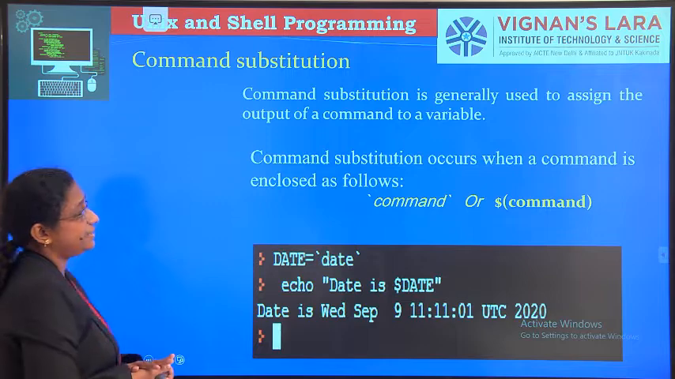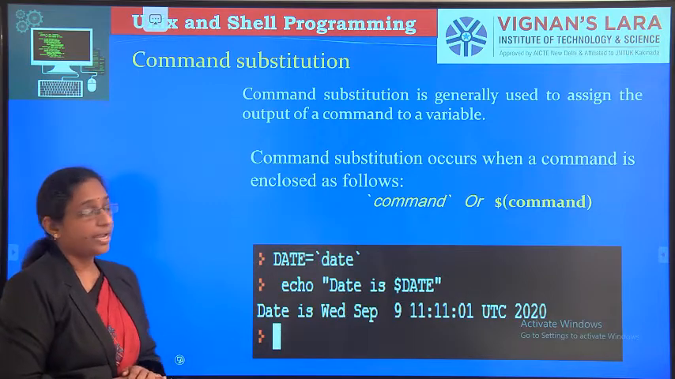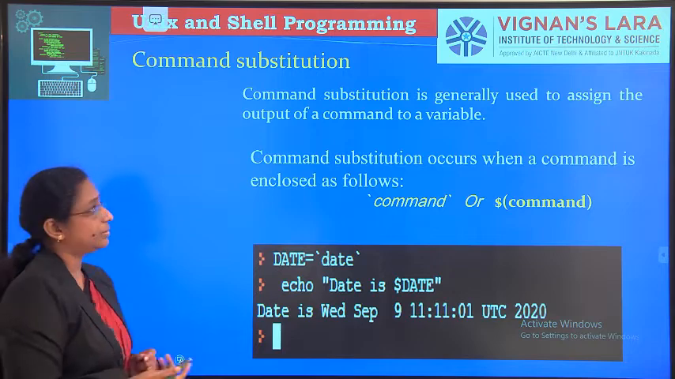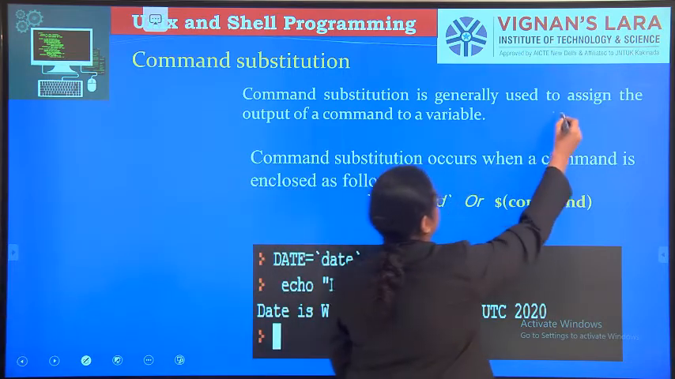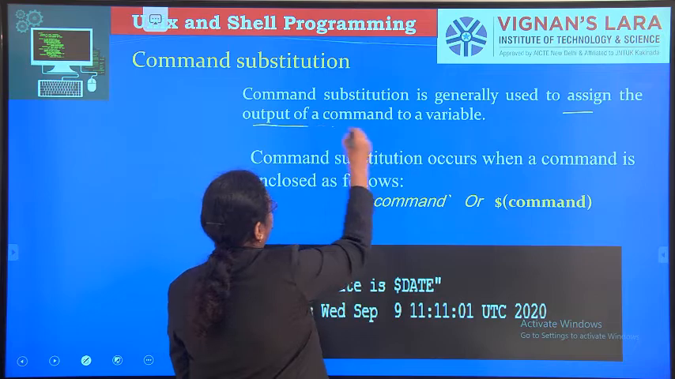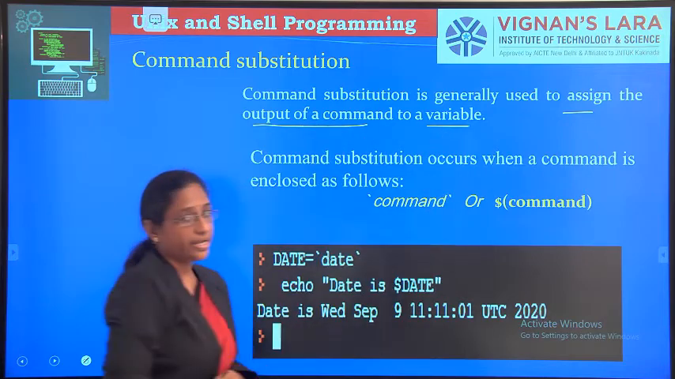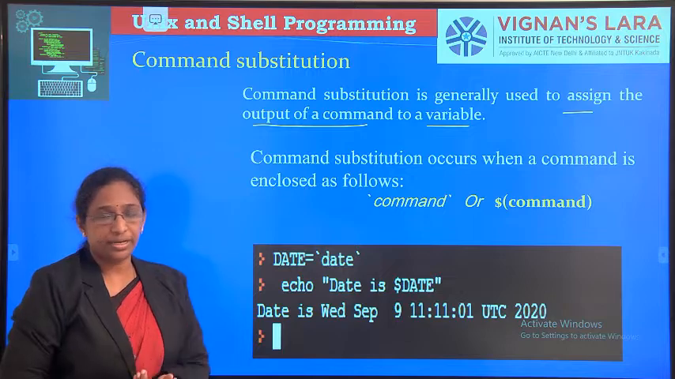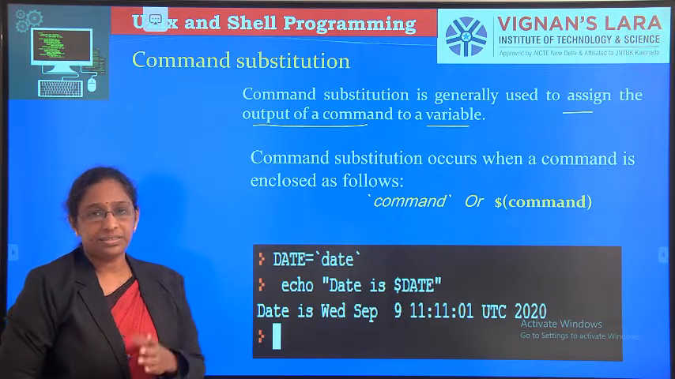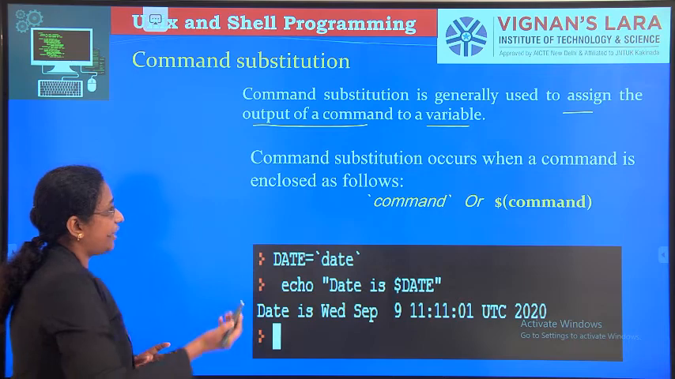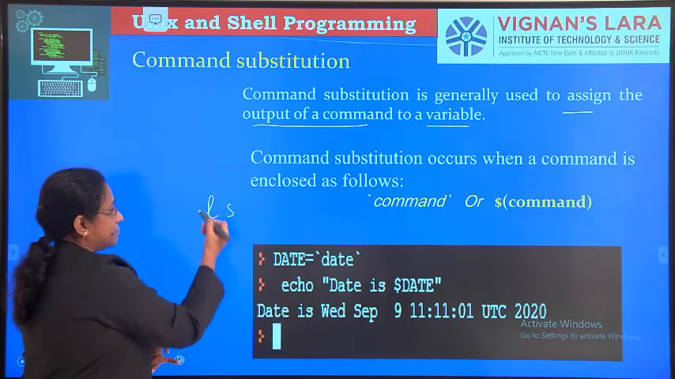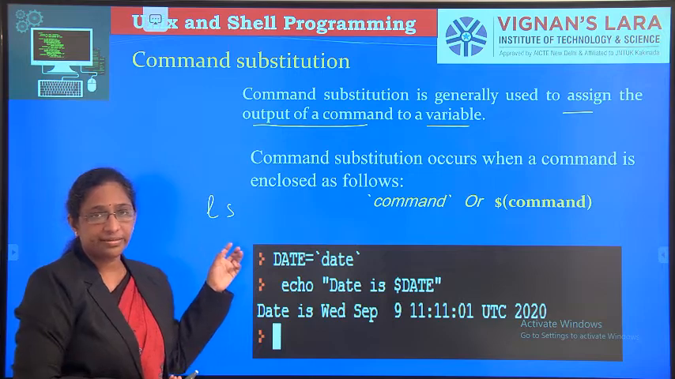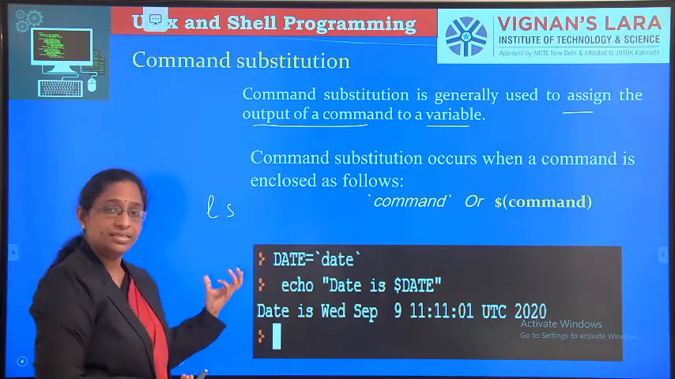The next topic is command substitution. Command substitution is used to assign the output of a command to a variable. Normally, when you issue any command, the output is displayed on the monitor. For example, suppose you say ls; when you issue this command, the files and directories are displayed on the screen.